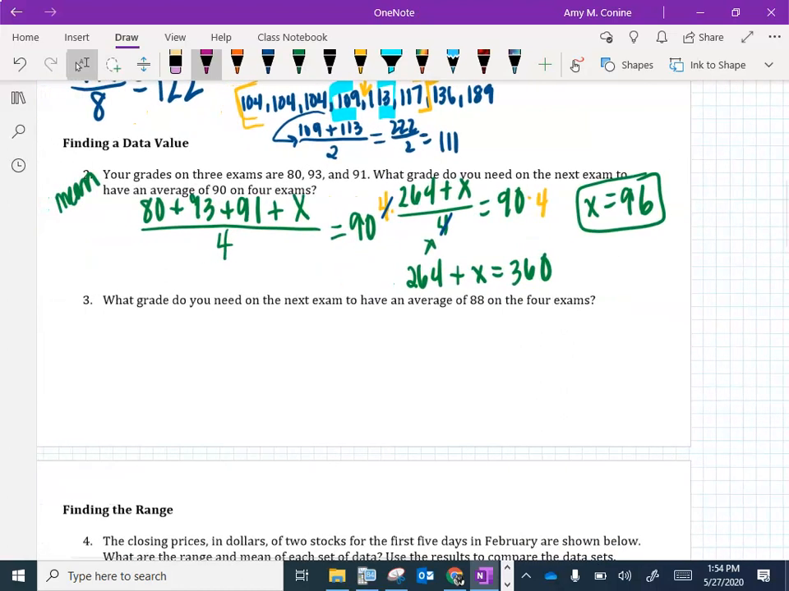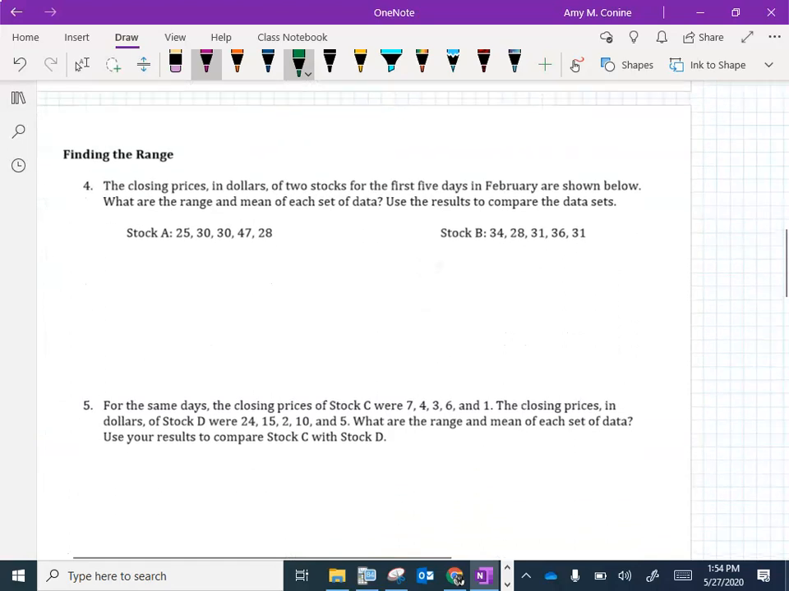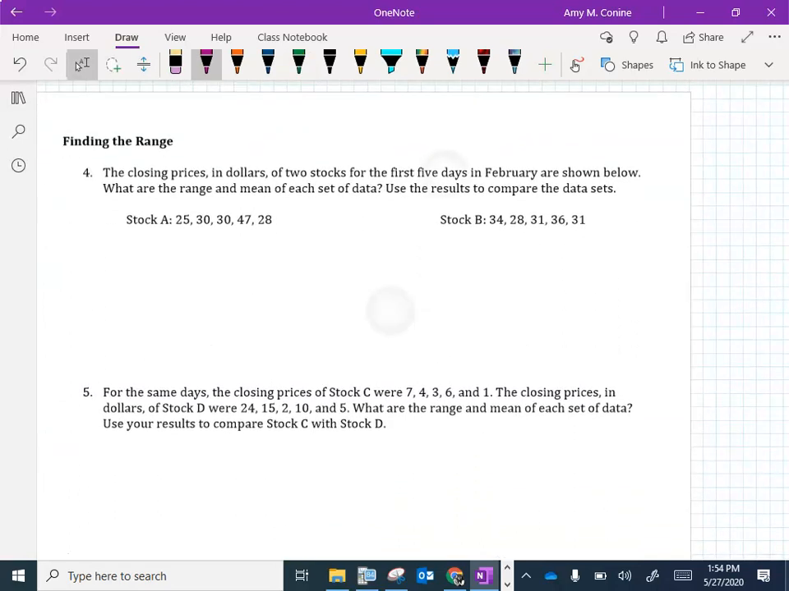All right, so that's number 2. So for 3, what do you need on the next exam to have an average of 88 on the 4 exams? So I want you to do that one on your own. Okay, based off what we just did on number 2, you should be able to do number 3.